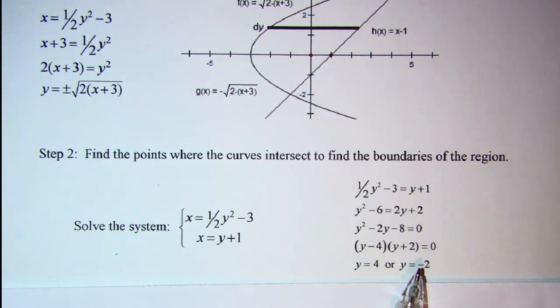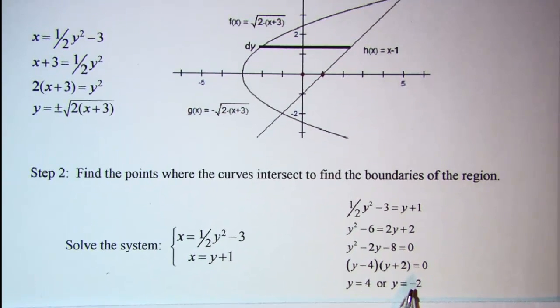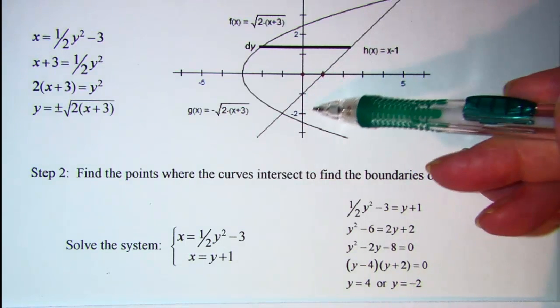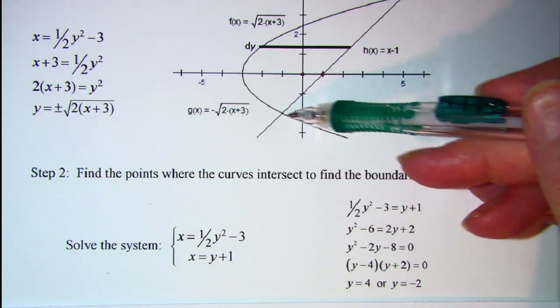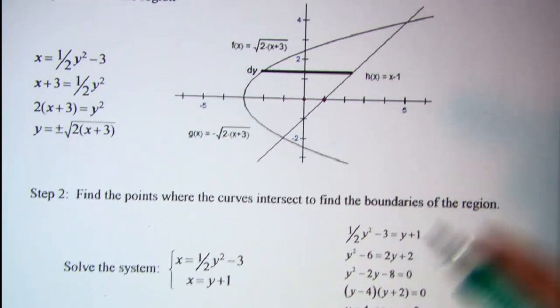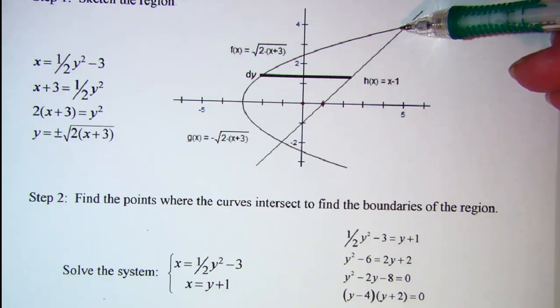So that means then that our lower boundary, our lower limit of integration, is going to be -2. So the y value here is -2. And then our upper limit of integration will be 4, and that is the y value of this point up here.